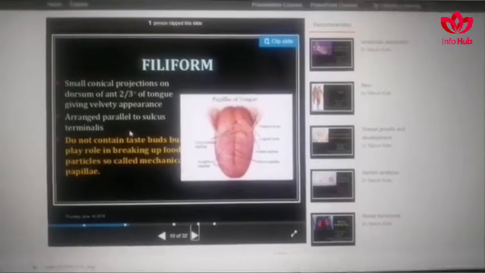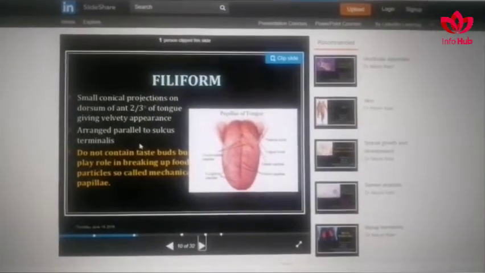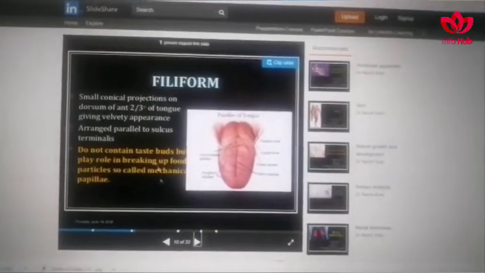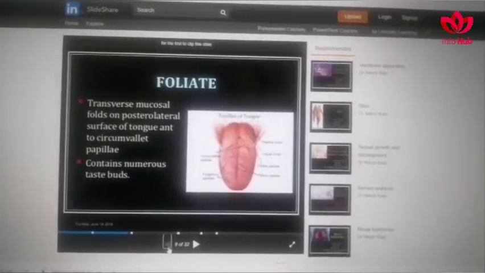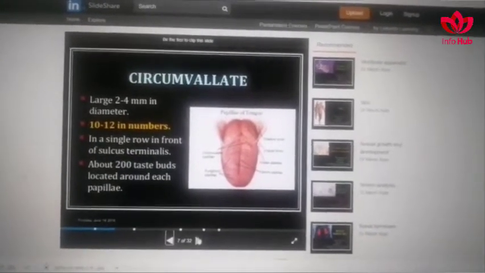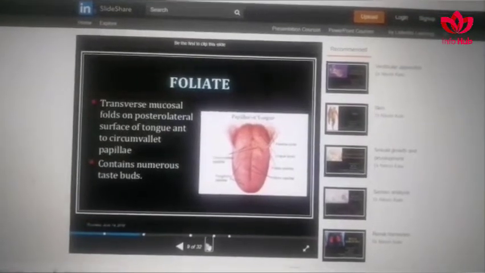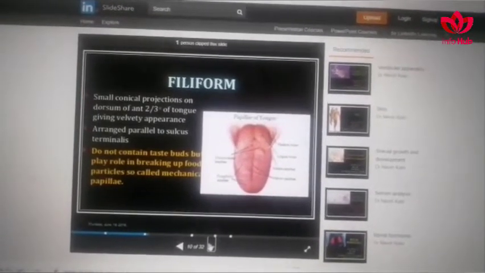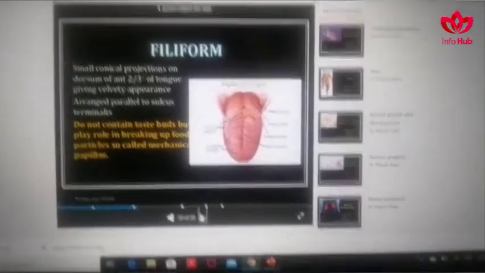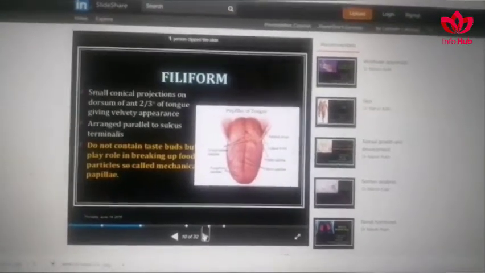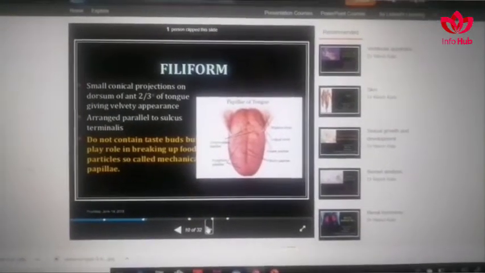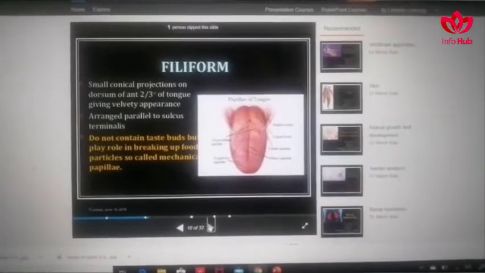So now you have known the types of papilla: fungiform papilla, which are abundant on the anterior two-thirds, which we talked about. Then we talked about circumvallate papilla, we talked about the foliate papilla, and filiform, which doesn't contain any taste buds. So far I hope everything is very clear and it's very easy, and now we'll head further to discuss more points about the taste sensation.